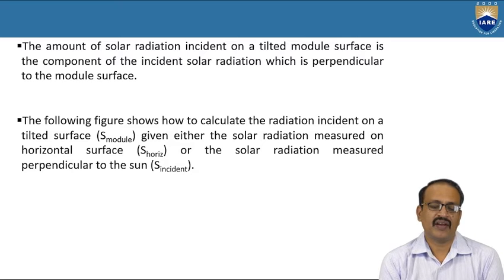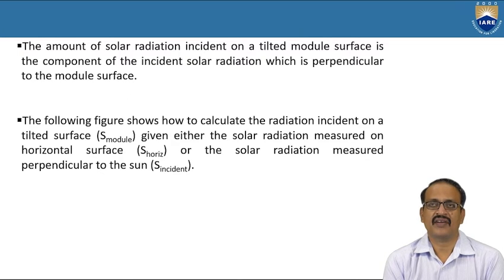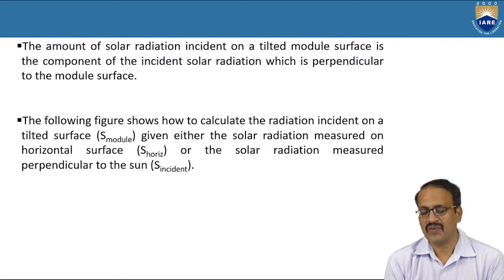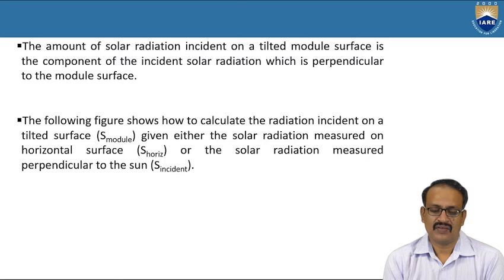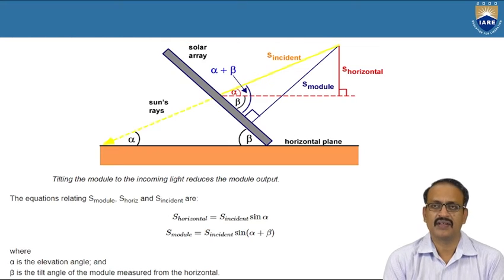So the amount of solar radiation incident on a tilted module surface is the component of the incident solar radiation which is perpendicular to the module surface. That is the component of the solar radiation incident on the perpendicular module. We will see what these modules are.